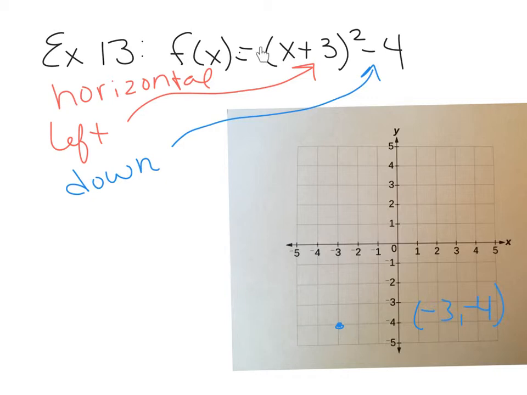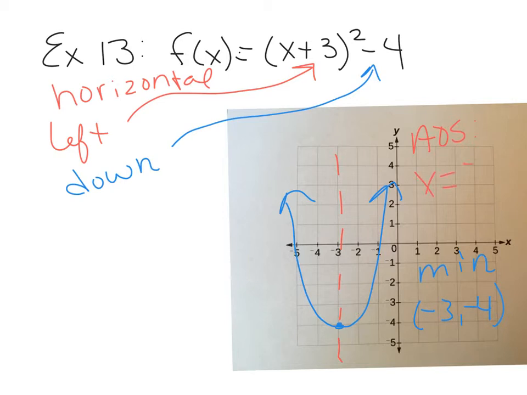There are no coefficients besides 1 here, so this is not going to affect the width of our parabola, and there are no negatives, so this parabola opens up. So it's a standard width parabola. So this vertex is a minimum again. Our axis of symmetry comes down right here. The equation for that is x equals -3.